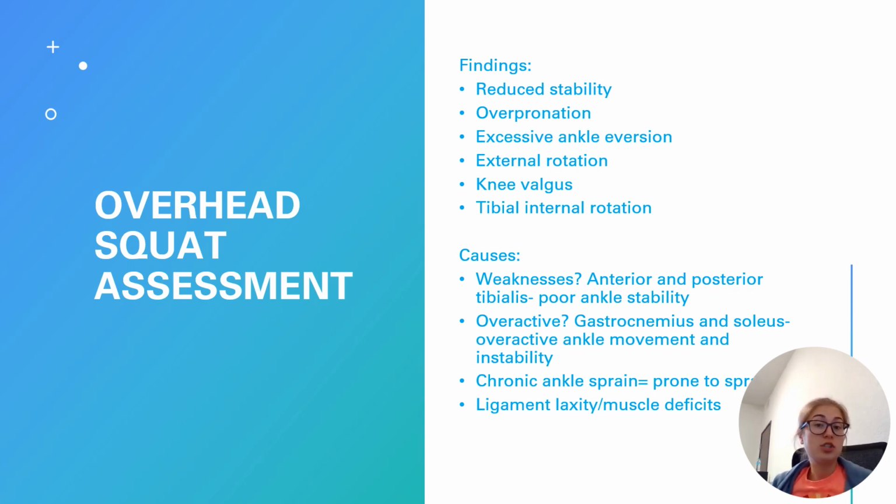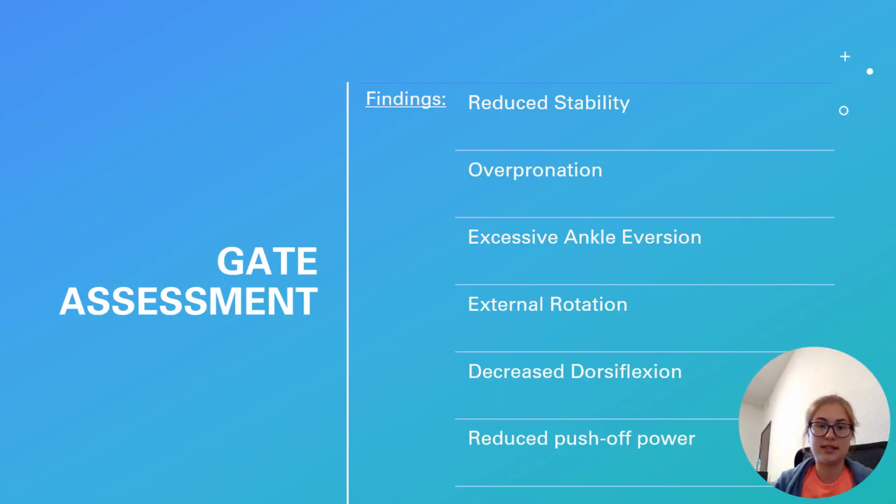And so options are a weakness in the anterior and posterior tibialis. It could be contributing to the limited ankle stability. Our gastroc and soleus could be overactive for a patient, which causes this extra ankle movement and instability. And so based on past medical history of chronic ankle sprains, we do know this patient is prone to spraining. So we have some ligament laxity and some muscle deficits we want to address.